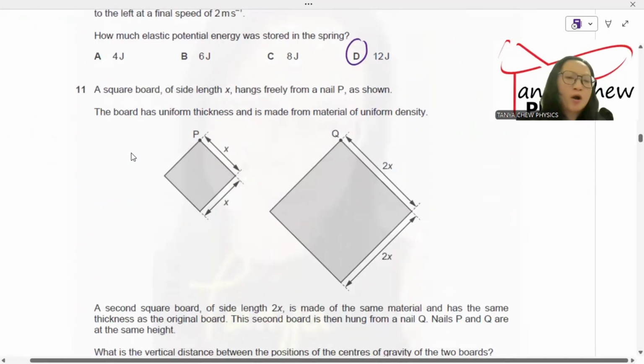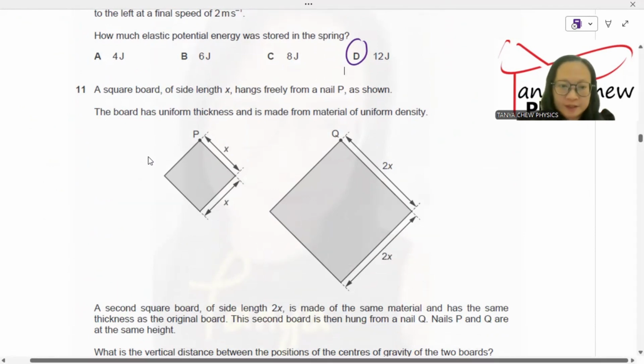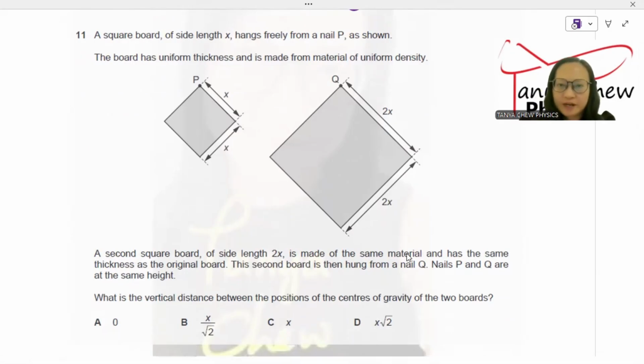A square board of side length X hangs freely from a nail P as shown. The board has uniform thickness and is made from the material of uniform density. A second square board of side length 2X is made of the same material and has the same thickness as the original board. The second board is then hung from a nail Q. Nails P and Q are at the same height. What is the vertical distance between the position of the center of gravity of the two boards?